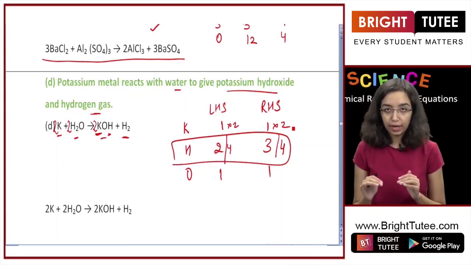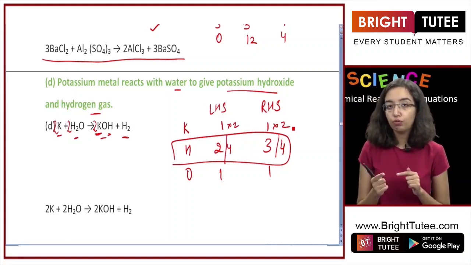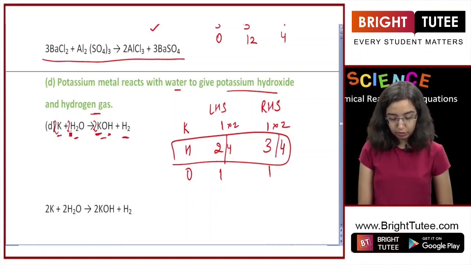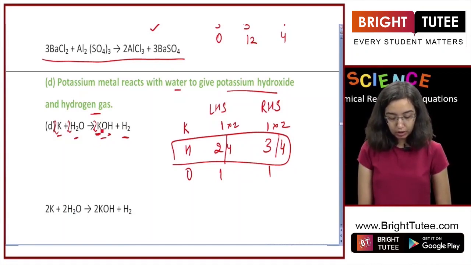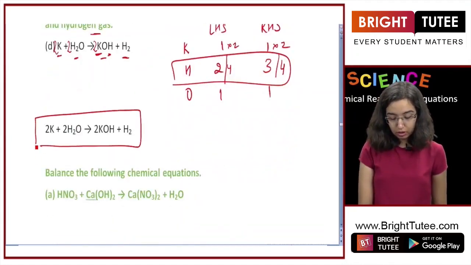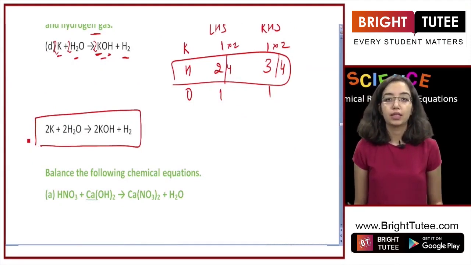I start with hydrogen. I know that here, although it's 2 and 3, it can be taken to 4 because it's in separate compounds. I put a 2 here and I put a 2 here, it becomes 4 on both sides. By putting a 2 here, the number of potassium was increasing, so I put a 2 here to balance it out. 2K plus 2H2O forms 2KOH plus H2. Again, our equation is balanced now.